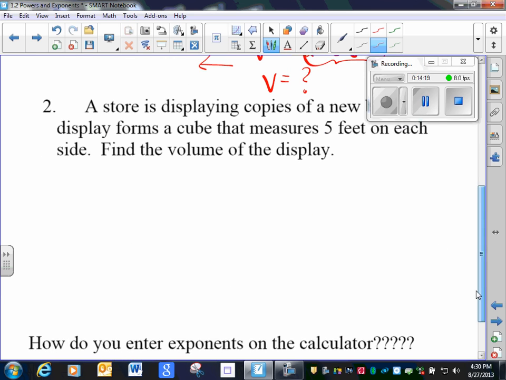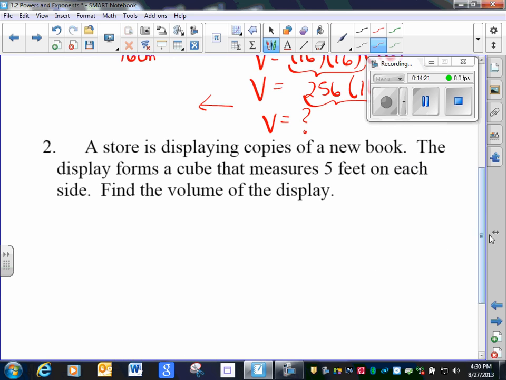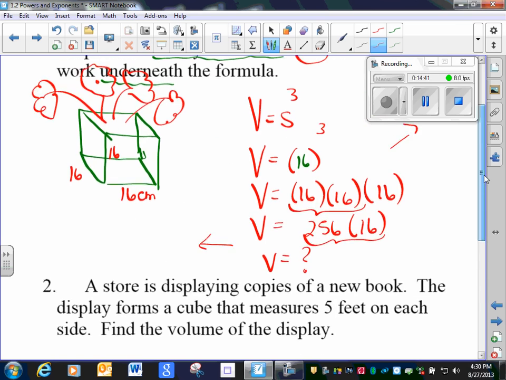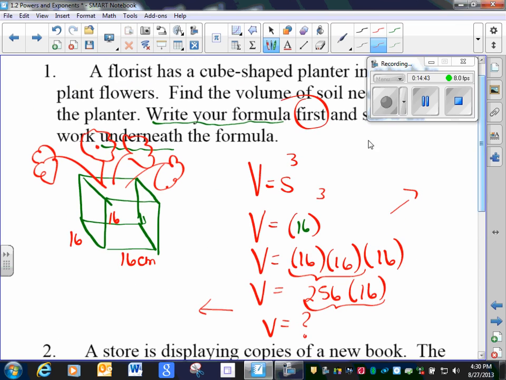One more problem, I think, on this page. A store is displaying copies of a new book. They're doing it in the form of a cube that they're filling in. It measures 5 feet on each side. Find the volume of the display. So I'm going to leave this for you to do as well for homework. You can draw your picture, put your measurement in. You can use the exact same format we did up here in number 1.